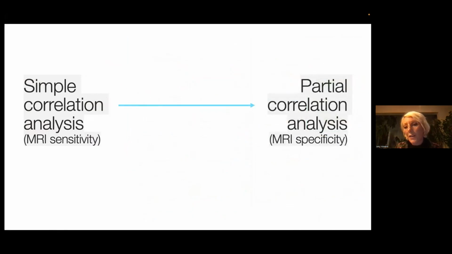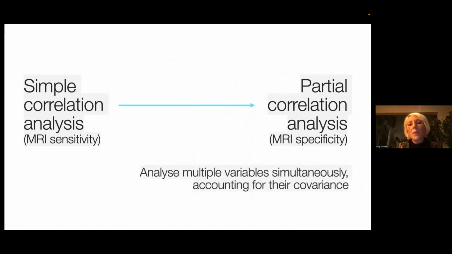But because we have multiple stains, we can start to do something a bit different. Why don't we try a partial correlation analysis, which can get at this question of MRI specificity? Partial correlation analysis, for anyone who needs a reminder, is where we analyze multiple variables simultaneously, which allows us to account for their covariance. So we can basically treat one variable as a confound.